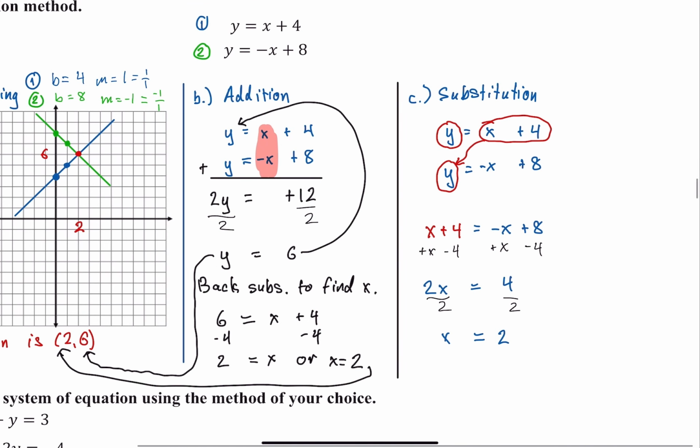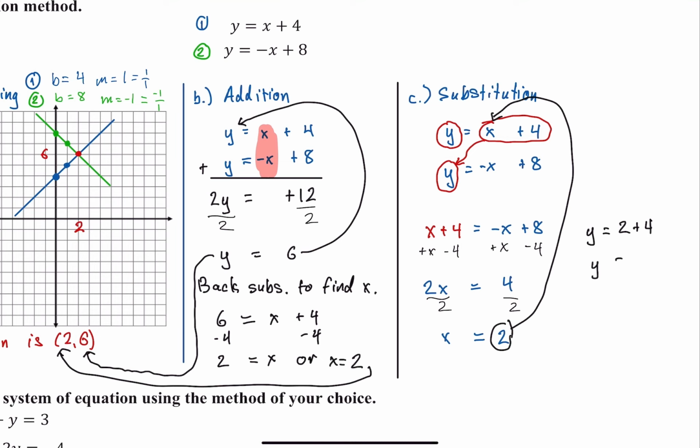And just like method B, addition, we'll just back substitute to find the other variable. So I'll take this 2, and I'm going to just put it back into either one. I'll do that one. So we get y is equal to 2 plus 4, so y is equal to 6. So again, notice, same system. And again, if you want to write it as an ordered pair, you can. If you just want to write it like x equal to 2, y equal to 6, you can.